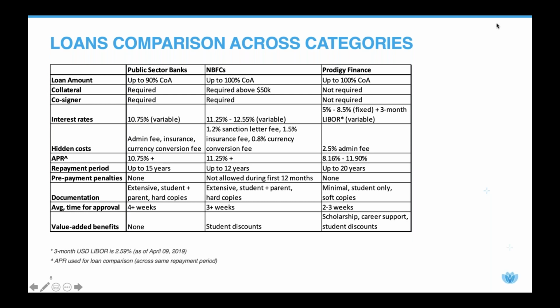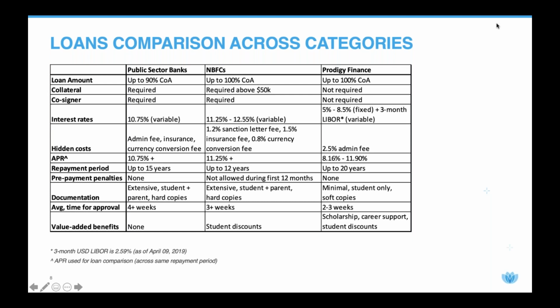Interest rates, all of these interest rates are variable. For public sector banks, it's somewhere around 10.75%. For NBFCs, it's currently around 11.25 to 12.55%. They've seen a hike recently. And for Prodigy Finance, of course, our LIBOR has increased. In January, it was 2.8%, but in the next quarter, it reduced down to 2.5%.